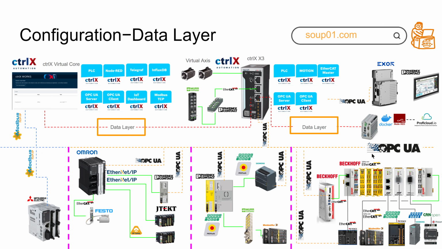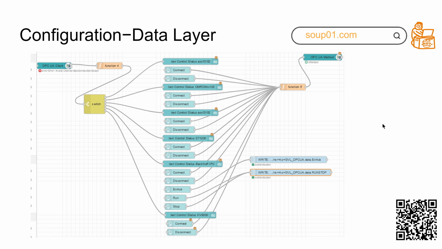And then I also use data layer to exchange the data between two ctrlX, as I mentioned before, and also for the HPC. Here is a screen inside my ctrlX. Then you can see that here are two nodes. They use data layer to write the data to the back of the EL6910, the same terminal, for the error acknowledge and the run stop signal.